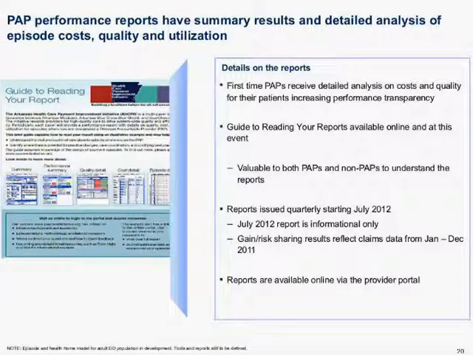Reports are issued quarterly starting July 2012. The July report is informational only, and gain risk-sharing results reflect claim data from January through December of 2011. The report issued in October is also informational only and reflects claim data from July 2011 through June 2012. Reports are available online via the provider portal. Now let's look at the reports.